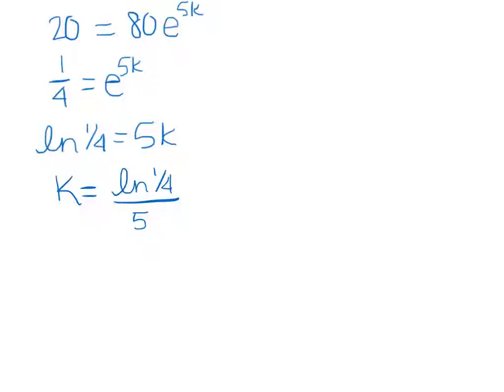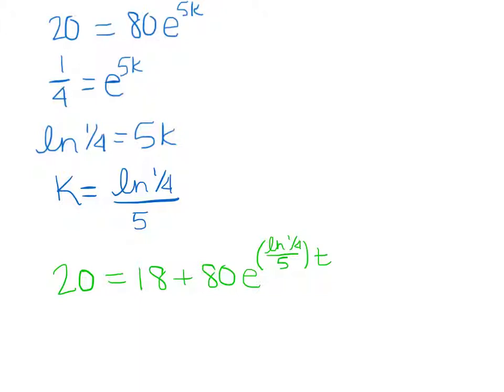Okay, so now that I have that, I can plug this in and solve for my time t. My goal was to find how long it was going to take to reach a temperature of 20 degrees. So now I'm going to plug in my temperature of 20 degrees Celsius for my y value and set that equal to 18 plus my c value of 80 e to the k, and I now know that k equals, this is why we store this, the natural log of 1/4 divided by 5, times t. To solve, I subtract the 18. So I get 2 is equal to 80 e to that stored number in your calculator times t.